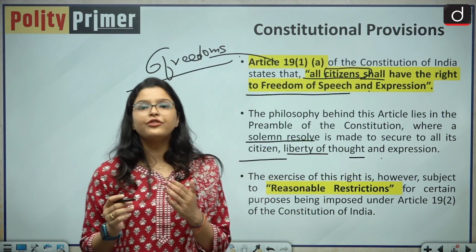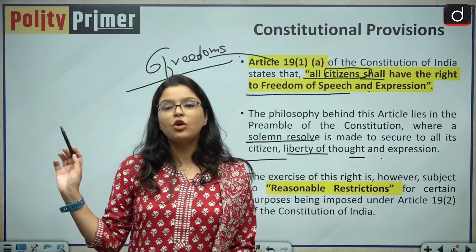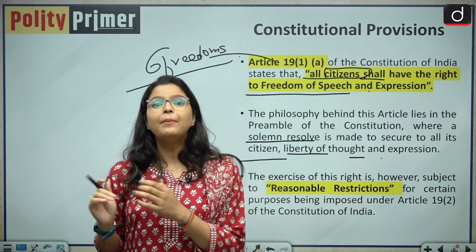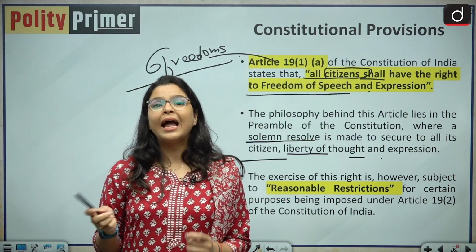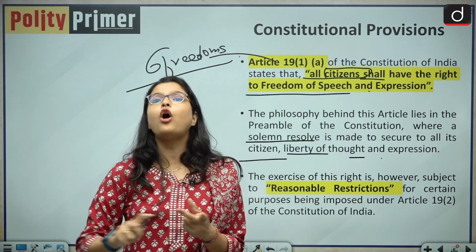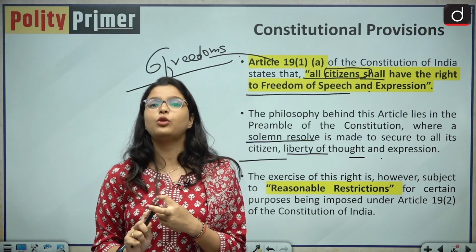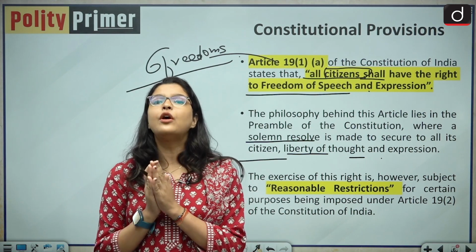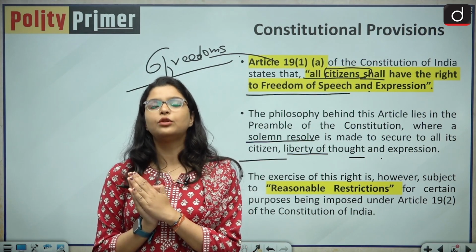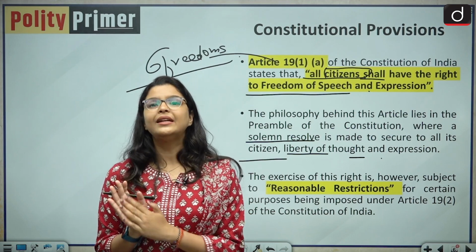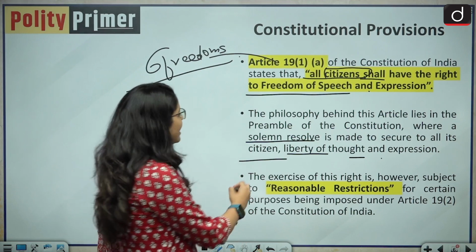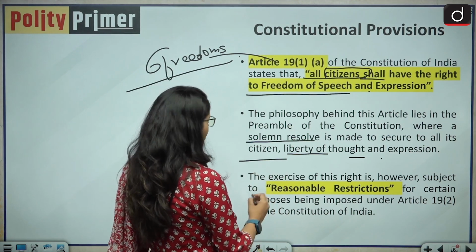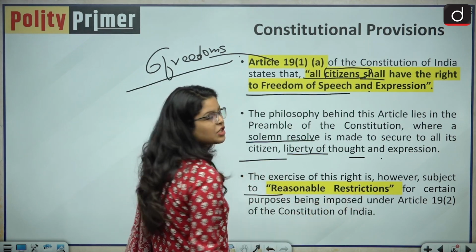So the genesis of this right belongs to our constitutional preamble, and the preamble, as we know, is the opening gate of our Constitution, and it guarantees to us the liberty of thought, the liberty of expression of our opinion, and this forms the foundational basis of this right given to us under Article 19 Clause 1 Clause A of the Indian Constitution. The exercise of this right is, however, subject to reasonable restrictions.